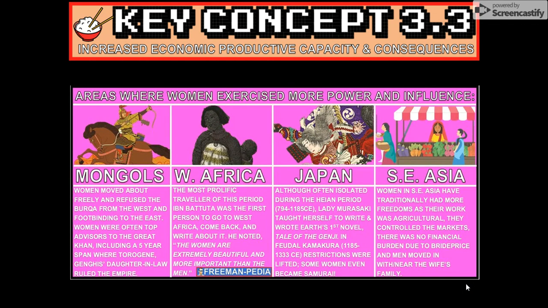All right. Women in some regions do get to exercise more power and influence. Among the Mongols, they're allowed to move around. They don't have to practice foot binding like in China. They're advisors. There is a time when there was a woman in charge of the Mongols.